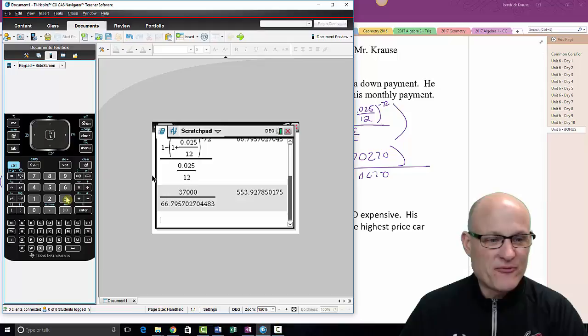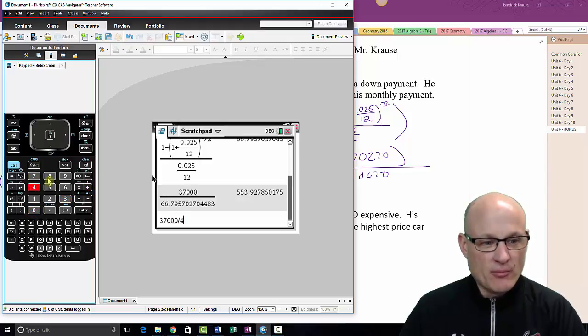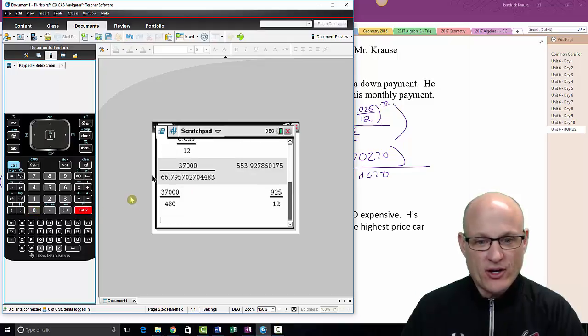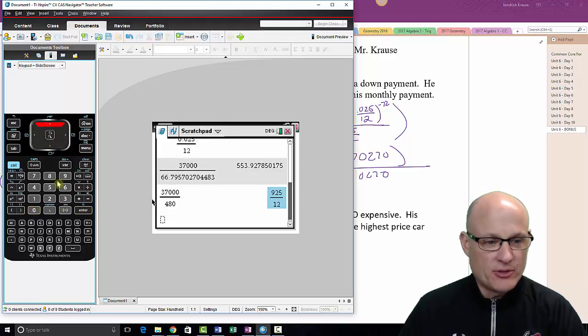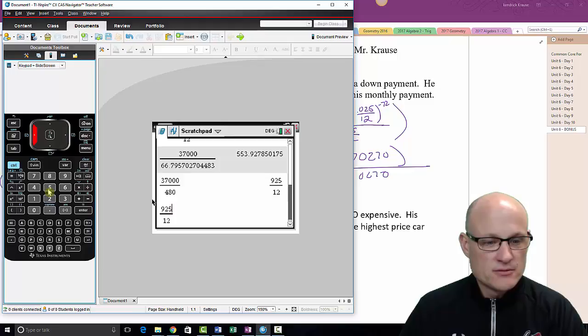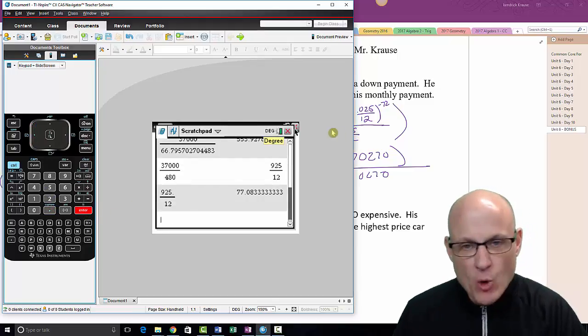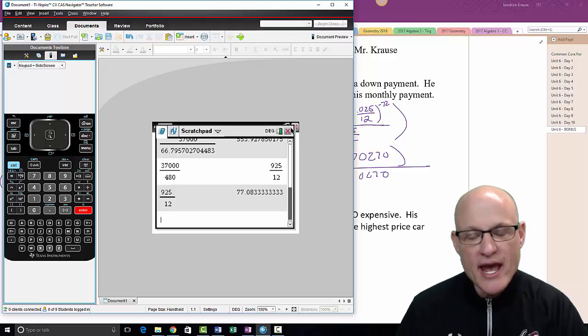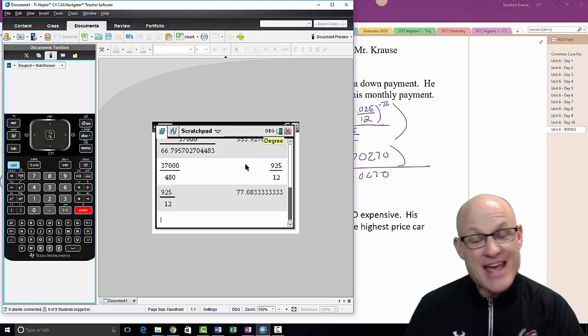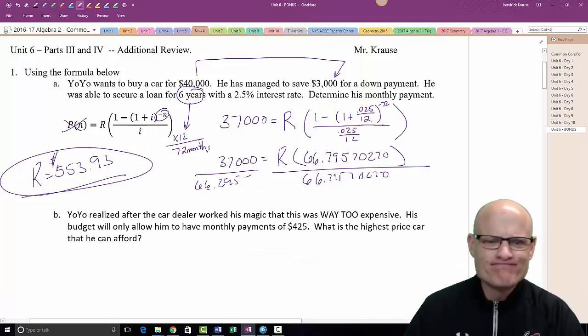By the way, if I'd gotten that 480, 37,000, and I just numbly went divided by 480, I'd find out, oh, wait, hold on, I need that as a decimal. My car payments are $77 a month. You ain't buying a $40,000 vehicle and have car payments of $77 a month. Ain't gonna happen, kids. Nope.